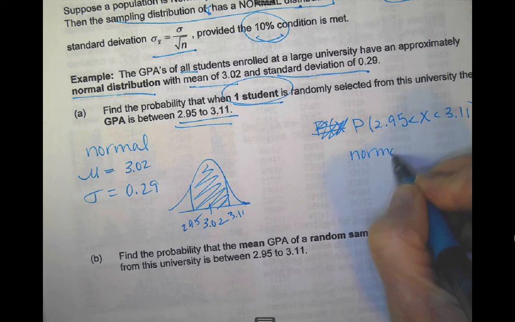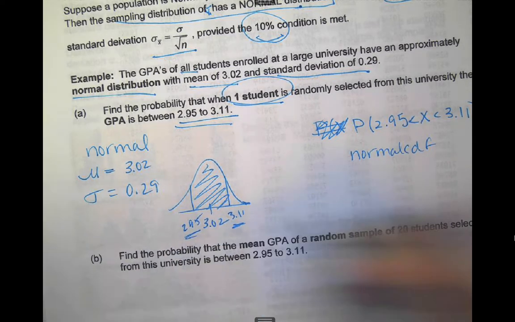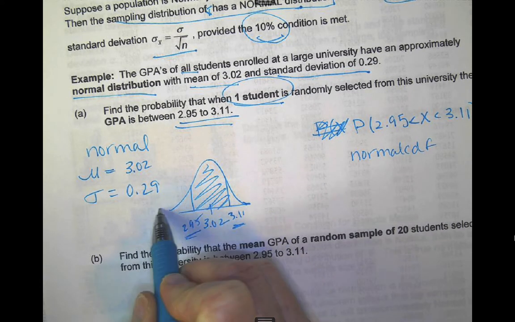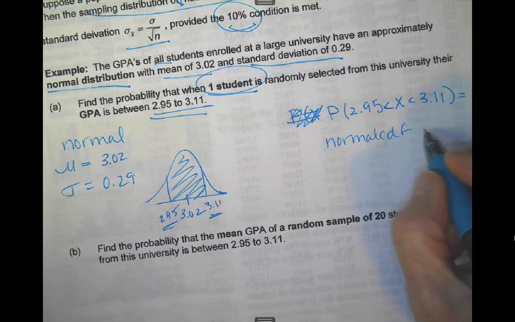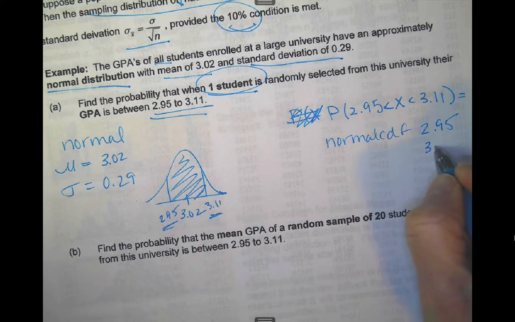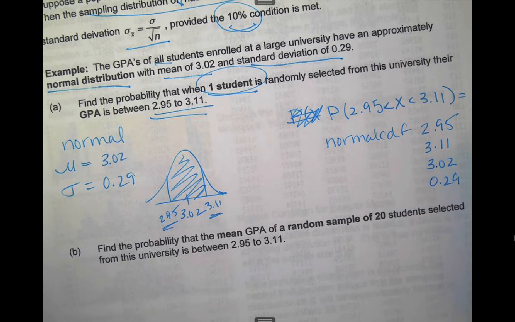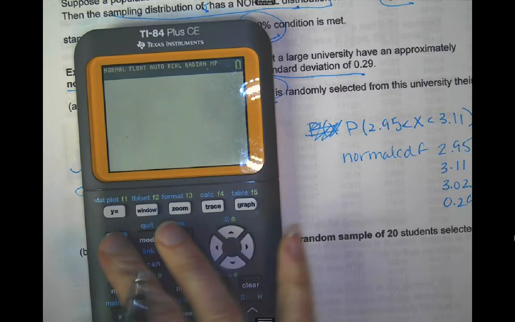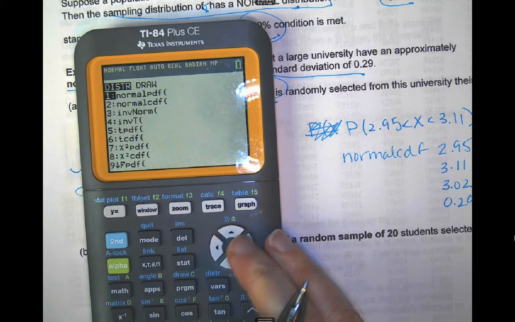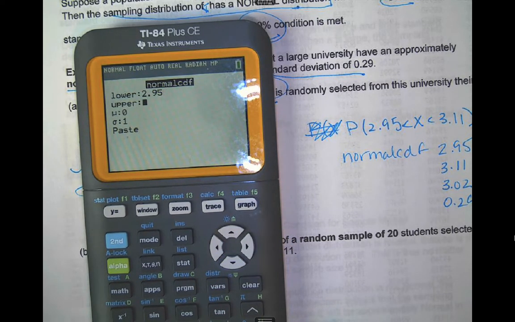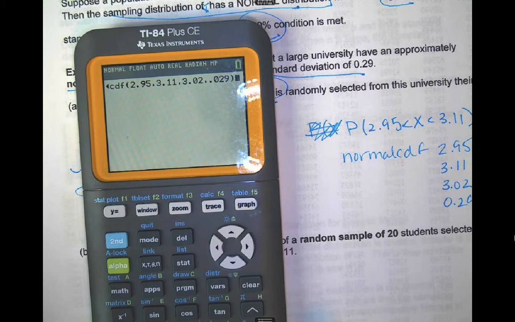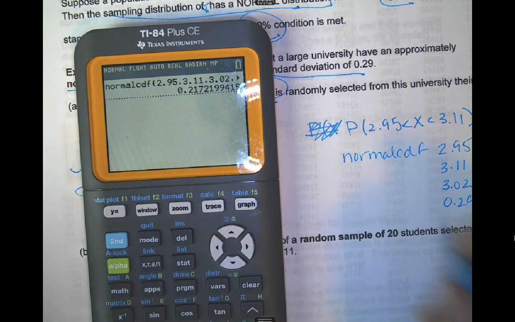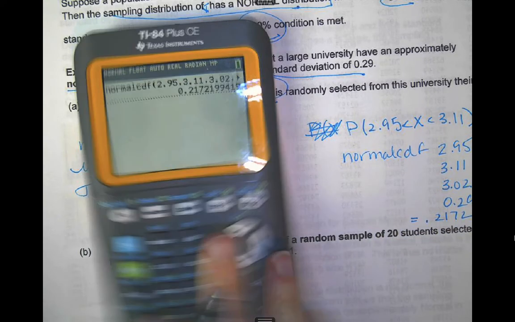Normal CDF. If you're going to use your z-score, you're going to have to convert both of those to z-scores, look them up in the chart, find the area to the left for each, and subtract them. Normal CDF: my lower bound is 2.95, upper 3.11, mean 3.02, standard deviation 0.029. I brought a calculator home from school. Alright, normal CDF, 2.95, 3.11, 3.02, 0.029. Nope, I did that wrong. Okay, so I get 0.2172.